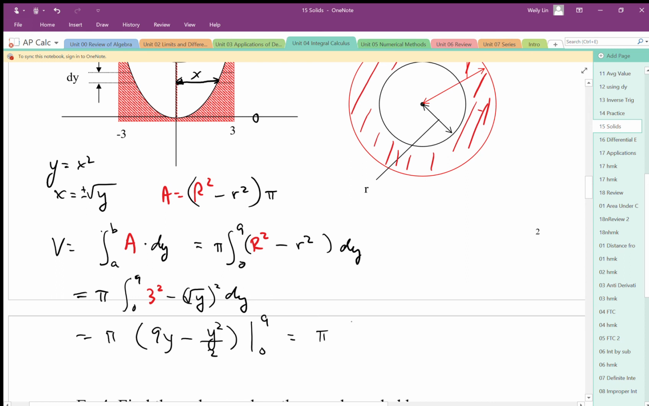Plugging that in, my volume ends up being 81 minus 81 over 2 minus 0. Okay, so that's going to end up being 0 there when I plug in the 0. So I end up with, the volume ends up being 81 pi over 2 units cubed.